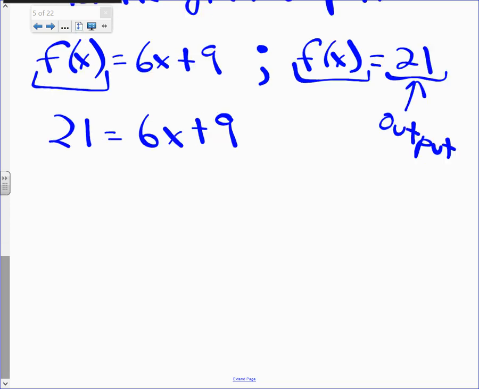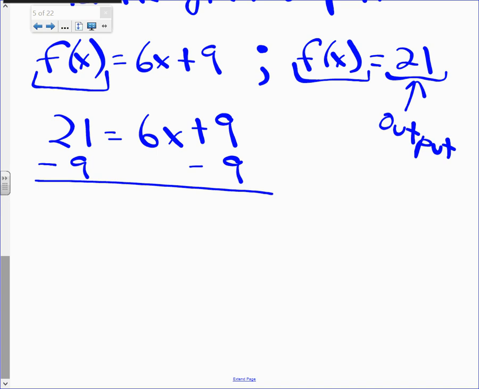Are you kidding me? This looks like a Math 1 junior high equation. This is why you took Math 1. Get x by itself. Those of you in math support with me, we did equations. Getting x alone. How do we get x alone? Let's get x by itself. So let's get rid of the 9, then get rid of the 6. Let's do this. Nice.